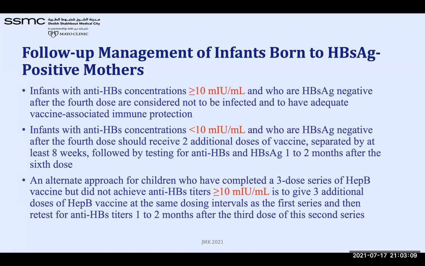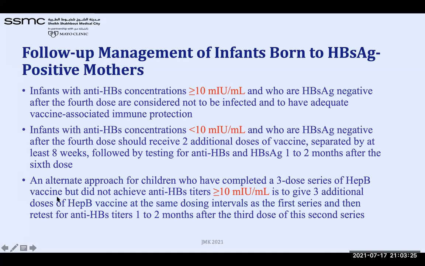And I think this is going to be the future for coronavirus also, that you should do your titer and take the booster dose. This is, I think, coming very soon.